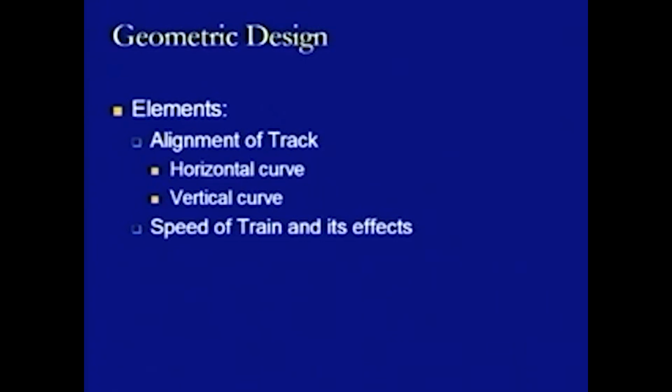Now, geometric design is defined as the design of all the physical features which have been provided so as to have a smooth operation of the system. These physical features may be different things which are provided so as to have a straight connectivity, or a curved connectivity, or so as to provide connectivity on any gradient.